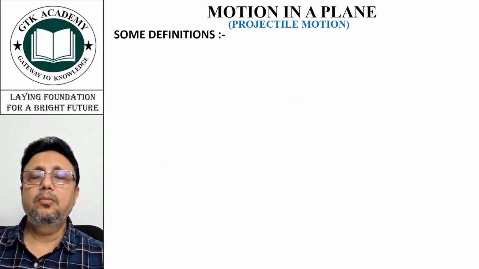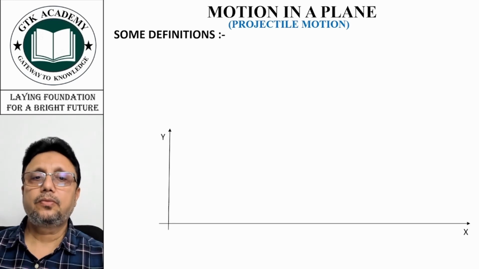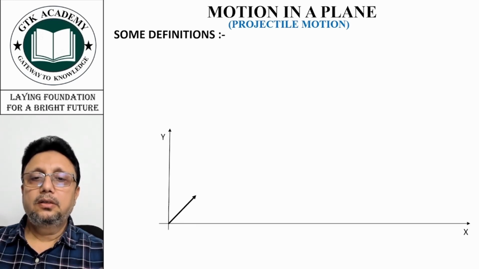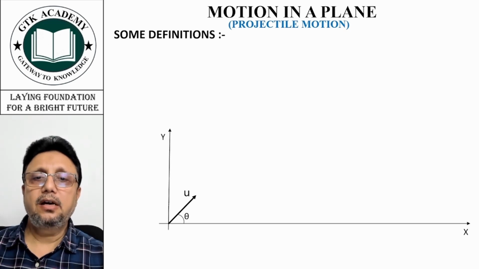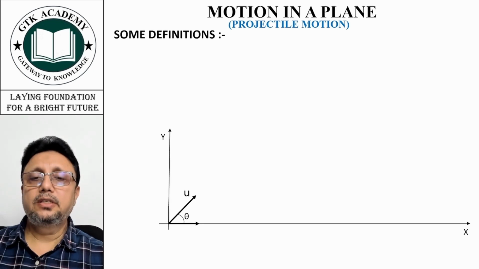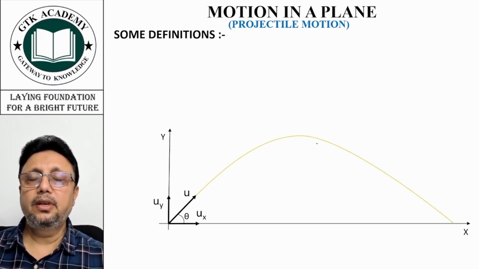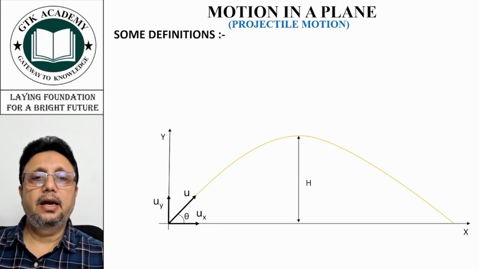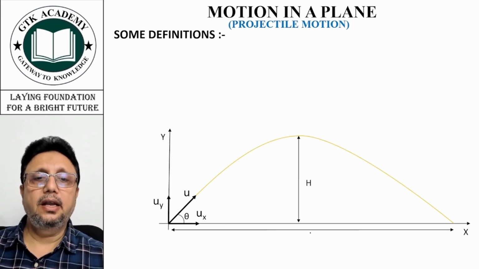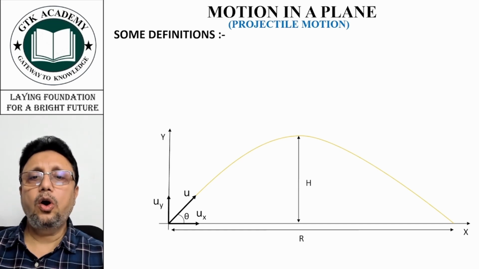Now let's move to some definitions. When a body is projected with a velocity u making an angle theta, this is the horizontal component ux, the vertical component uy. It follows this trajectory shown in yellow color, and this is the height h, and this is the distance covered r. Now what do we call all these?